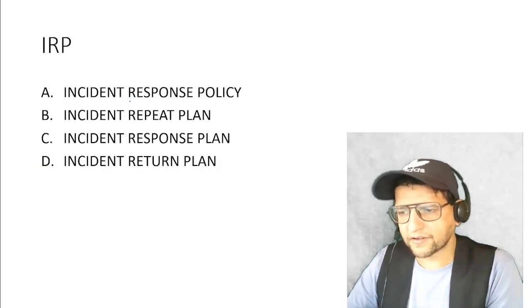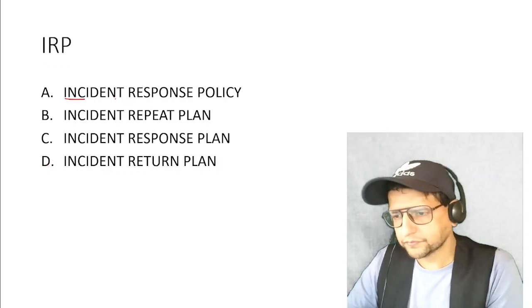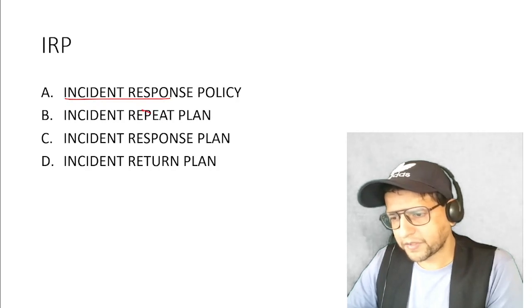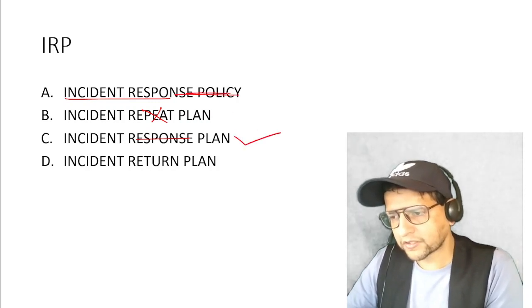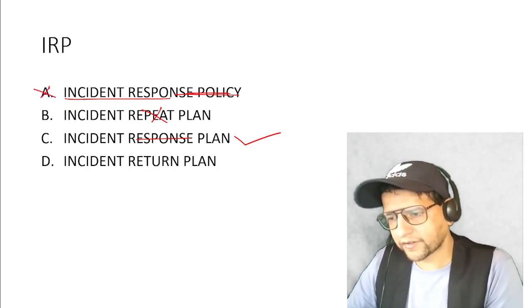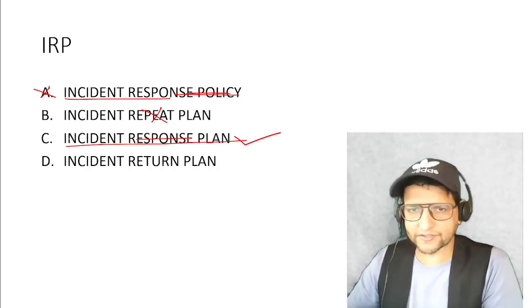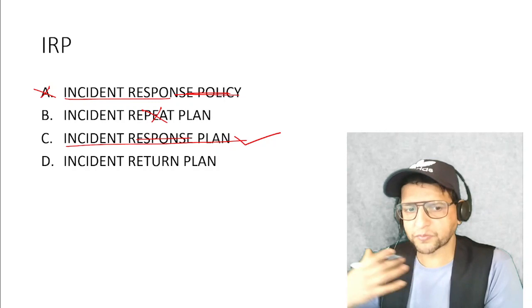IRP is your incident response plan. So it is not incident repeat plan. It is not incident response. Incident response. Sorry, see, I just ticked policy. It's a plan, right? So it is not a policy. Correct? So this is wrong. It is not a return plan, right? It is incident response plan. So sometimes I know the things, but we are a little quick, because of confidence.